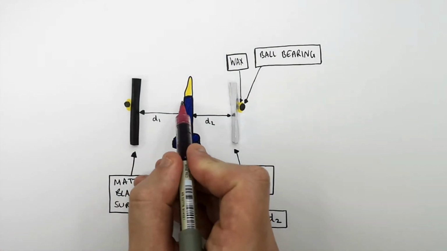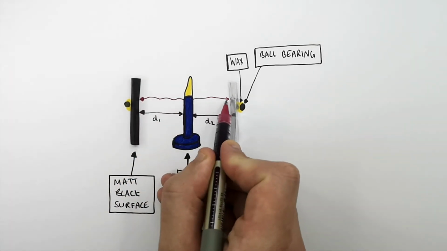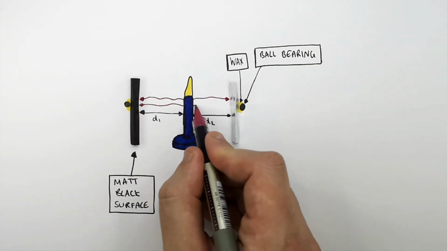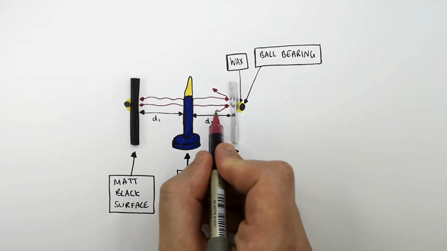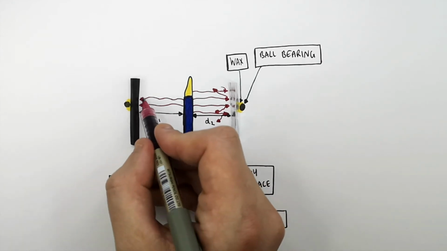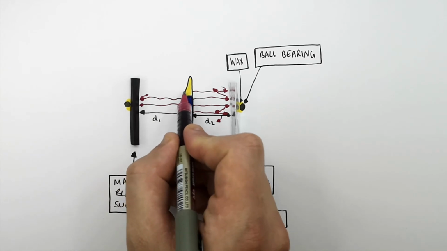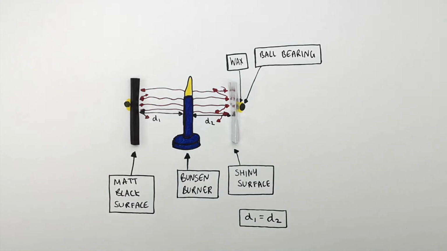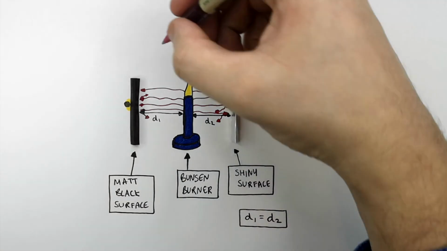So infrared radiation is going to be emitted by the flame. As you can see here, the black surface is going to absorb more infrared radiation than the shiny surface. The shiny surface is going to reflect more infrared radiation to the surroundings. Because this black surface is not a perfect black body, it's not going to absorb all of the infrared radiation. It's also going to reflect some radiation away from the surface. So the black surface is going to absorb more infrared radiation than the shiny surface.